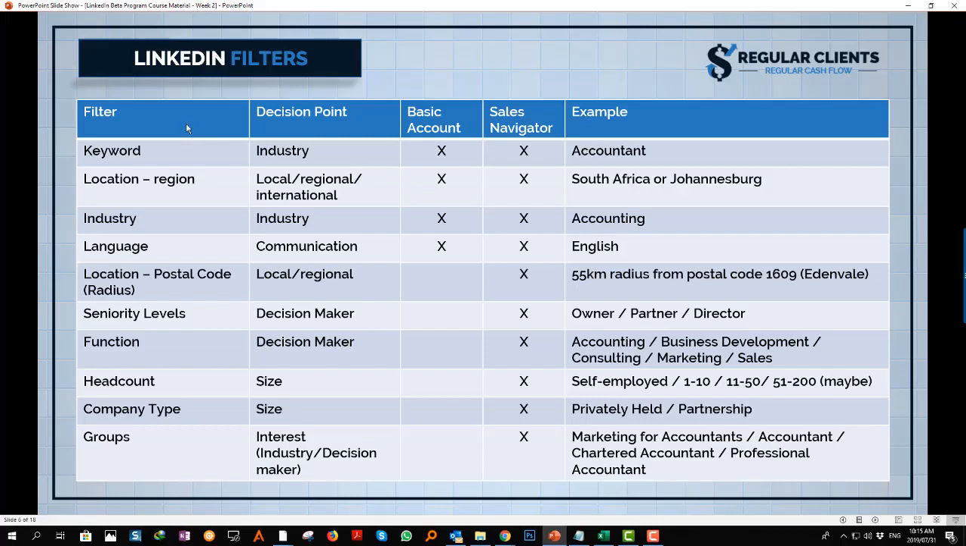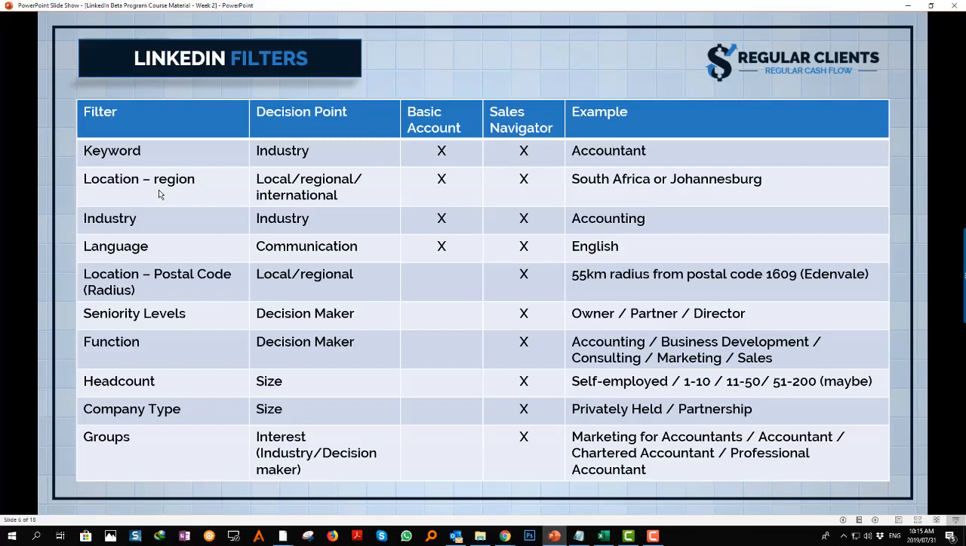essentially LinkedIn's way of saying, look, this is information that I have available on the various people that you want to connect with. This is how you can actually use it, and the decision point is how we would actually use this information. So when we fill out our LinkedIn profile, LinkedIn asks us a whole lot of questions. And the reason that they're asking us those questions is so that it can use these filters. Now, we get to use these filters in a number of ways.